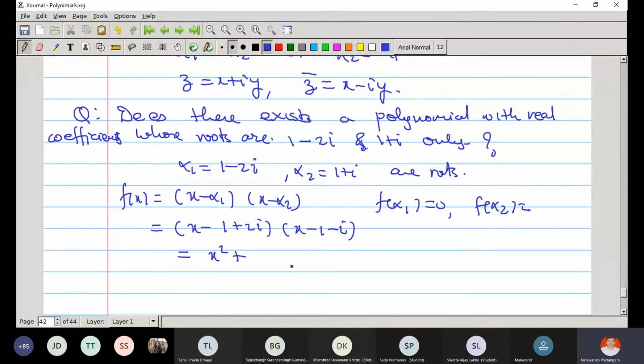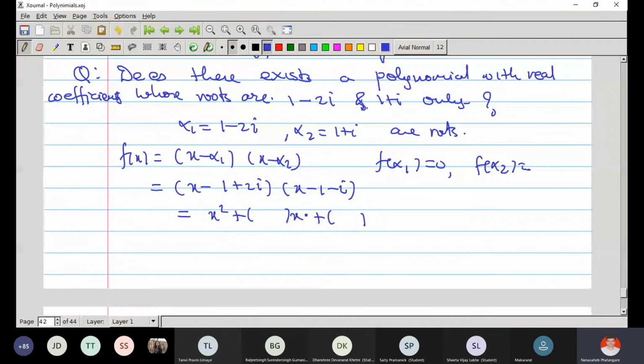So what are the coefficients here? Are they real? No. Right? So the coefficients are not real. What is my question? Does there exist a polynomial which has these two roots, only two roots, and coefficients are real? Is it possible? No. This is not possible, right?